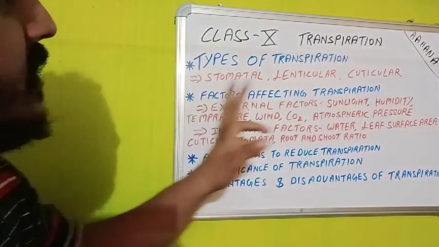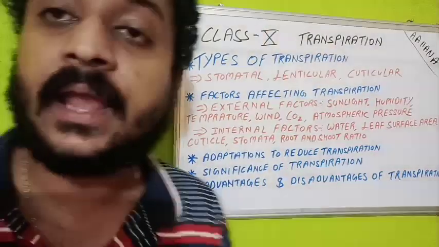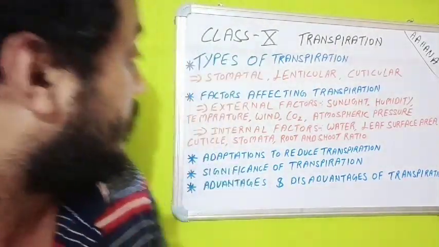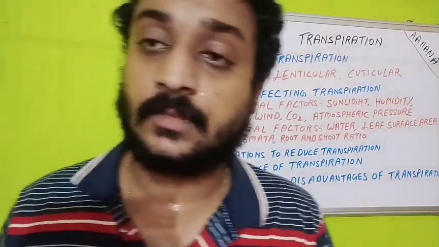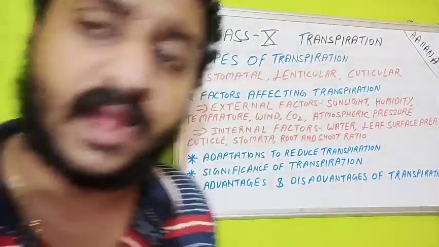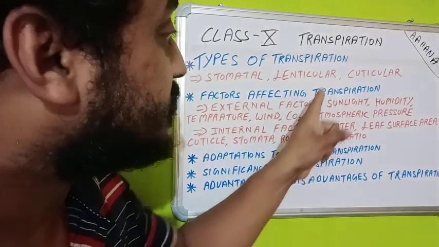Now, factors affecting transpiration. There are two factors, external and internal. So we will talk about external factors first. External factors, first sunlight.